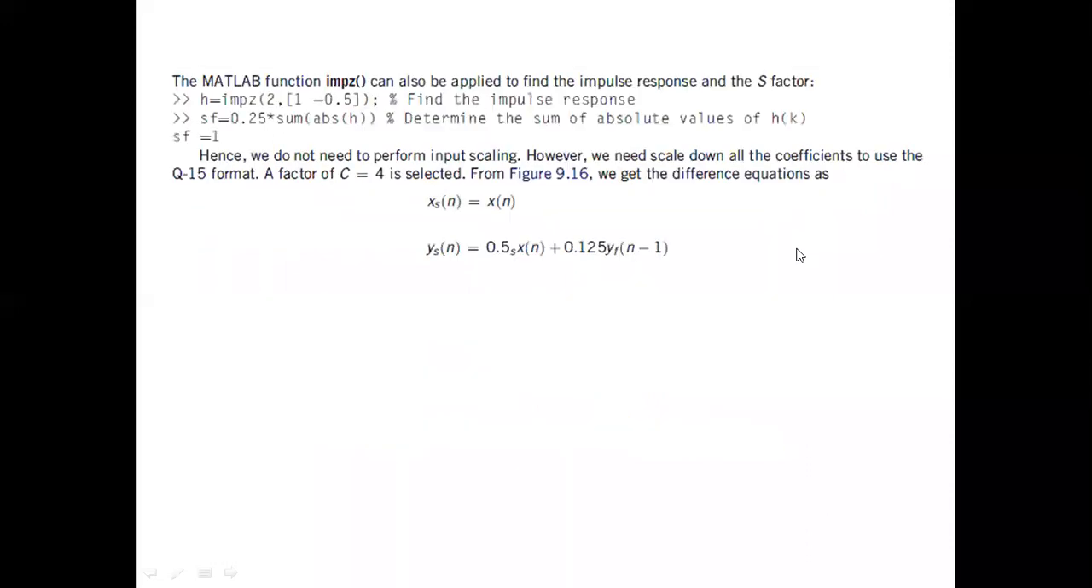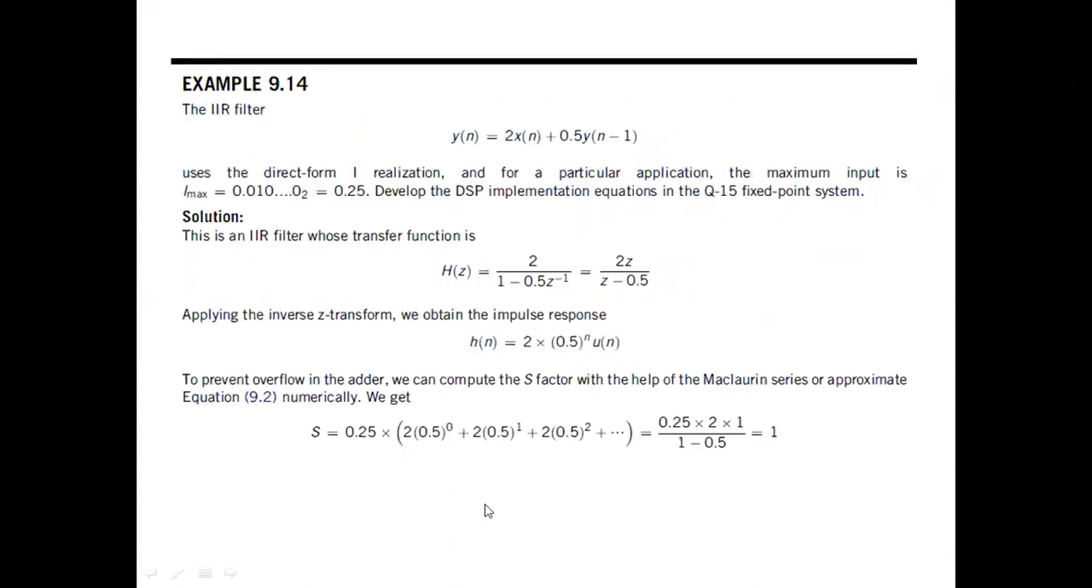What else now? One statement is made here: we do not need to perform input scaling. Fine. However, we need to scale down all the coefficients to use Q15 format. Why scale all the coefficients? Because in this particular example, the 2 has exceeded 1, which is the limit of the Q notation.